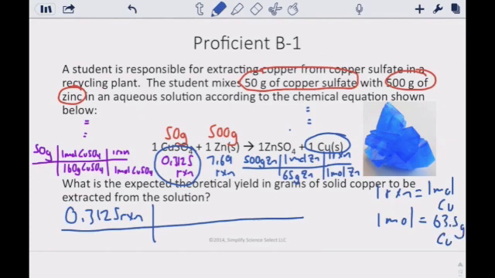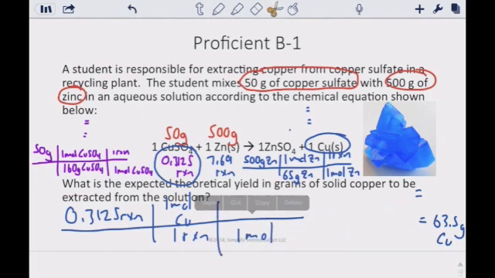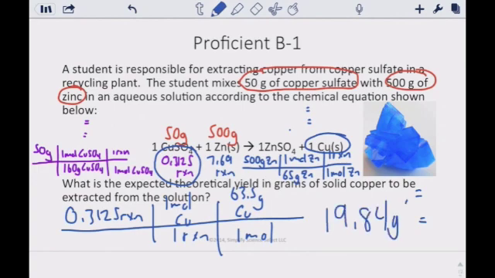Okay, why did I need that? Because it said grams of copper. Anytime it says grams, you've got to have the molar mass. So I set this up, and when I see 1 reaction, that'll cancel out there. It's 1 mole of copper, and then we keep going. 1 mole of copper is 63.5 grams of copper. And what we'll see is that we can produce a theoretical yield of 19.84 grams of copper. And that would be our answer.